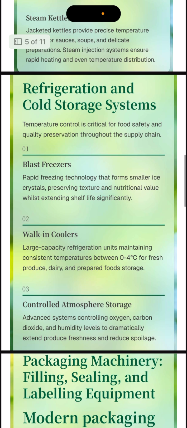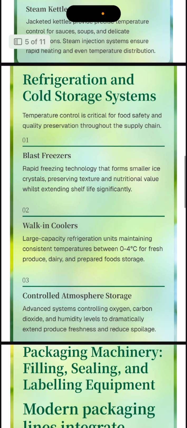The other one is refrigeration and cold storage systems, which are mainly used to extend the shelf life. After processing, the food must be protected from spoilage caused by microbial growth and chemical changes. For that, we use blast freezers, walk-in coolers, and controlled atmosphere storage. Blast freezers.